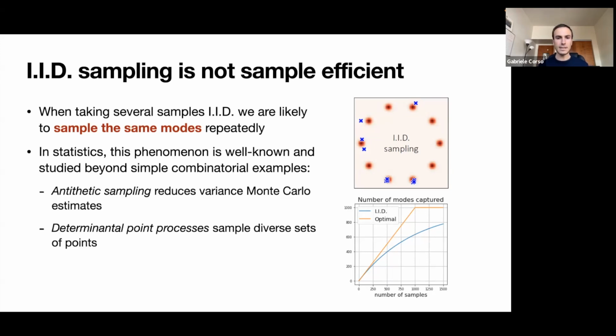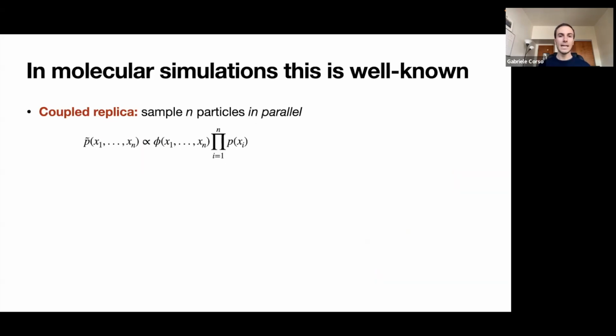In statistics, this phenomenon is well known and has been studied beyond these very simple combinatorial examples. Something called antithetic sampling looks at the way that we can reduce the variance of Monte Carlo estimates of some distribution by sampling a diverse set of points. Similarly, there are determinantal point processes that sample a diverse set of points. Even in molecular simulations, it is also pretty well known.